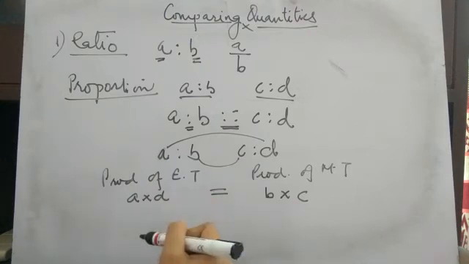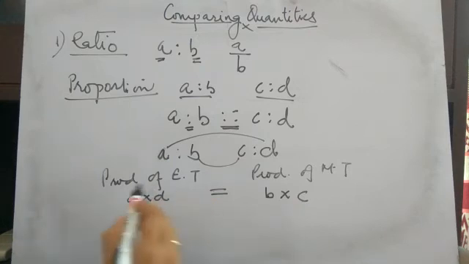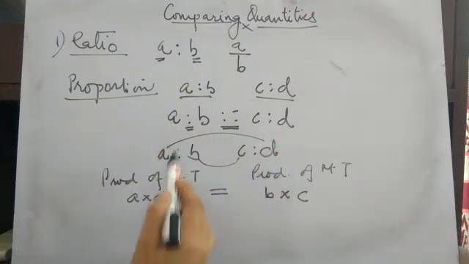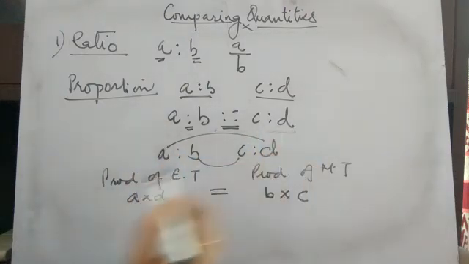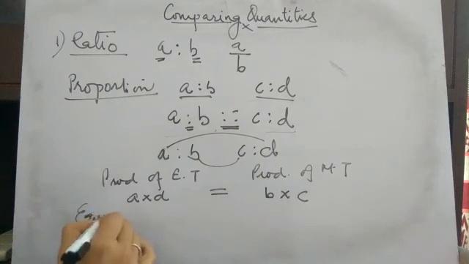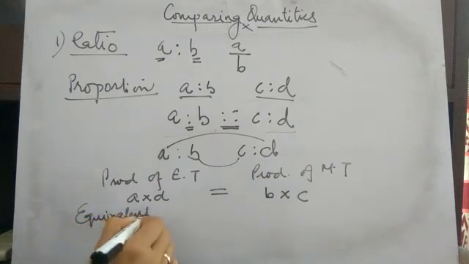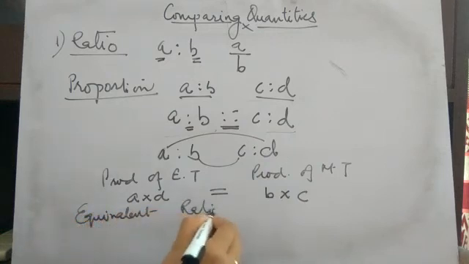You must have studied about equivalent ratios. We say that these ratios are in proportion, and such ratios are called equivalent ratios. So this was about the ratio and proportion, and we will be taking now examples which you will be coming across in the exercises and how to solve those examples, right? Okay.